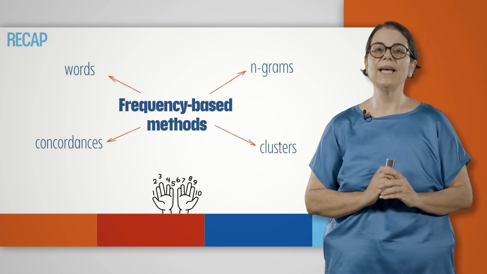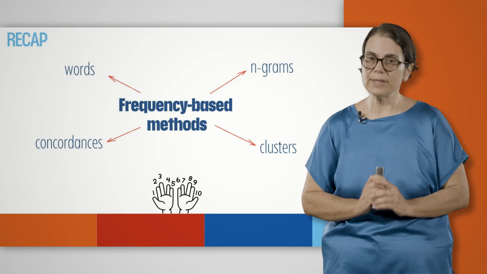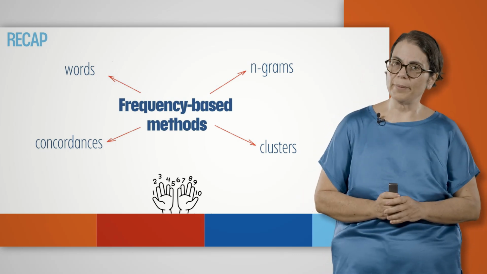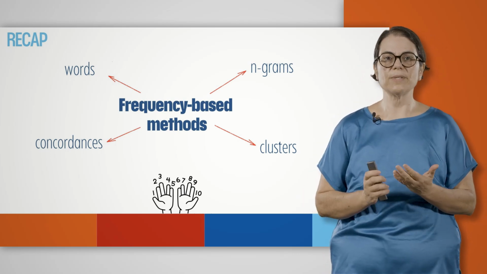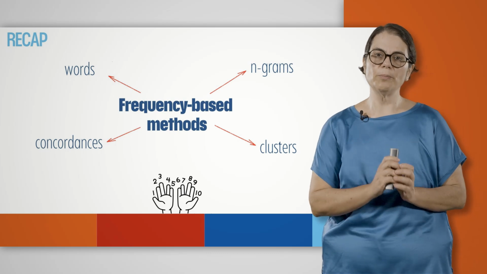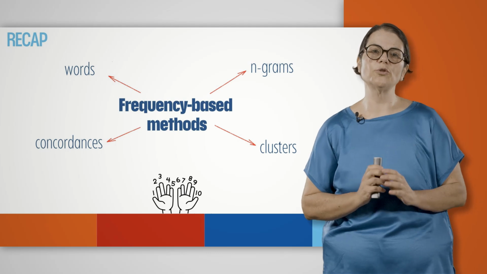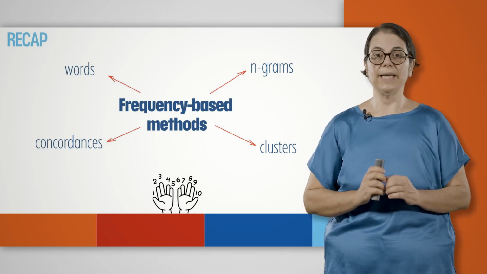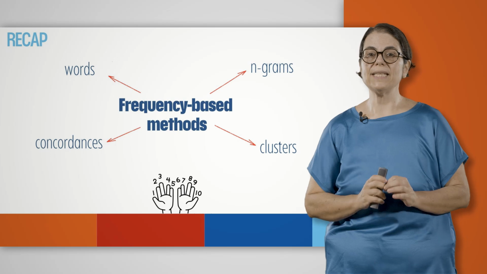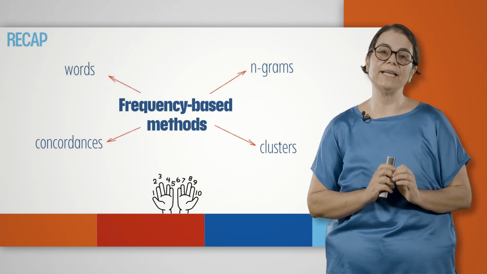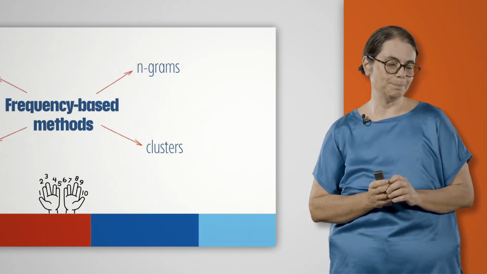All tools rely on the basic concept of frequency to prioritize linguistic information. Words, n-grams and clusters are displayed from the most to the least frequent, and concordances are sorted in a way that groups frequent patterns together. In other words, we used frequency as a means of prioritizing linguistic information from corpora.